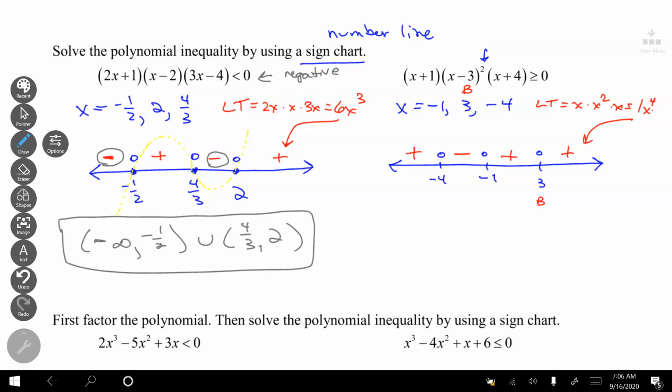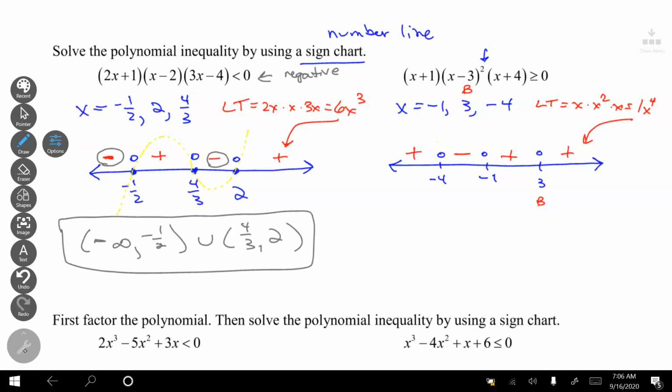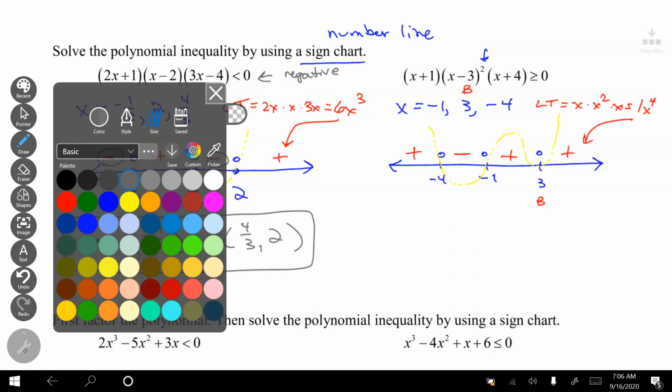X to the 4th is an even function. That means both ends better be the same. And if you notice, x to the 4th, these ends are the same. If I wanted to draw this graph, it would go above the x-axis, below the x-axis, above the x-axis, hit the x-axis, and bounce off the x-axis. That's what the graph would look like two-dimensionally, but I don't need to draw it. Now I have to pay attention to what I want. And what do I want?